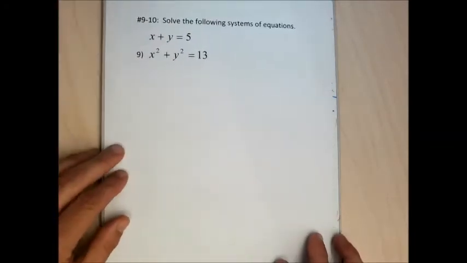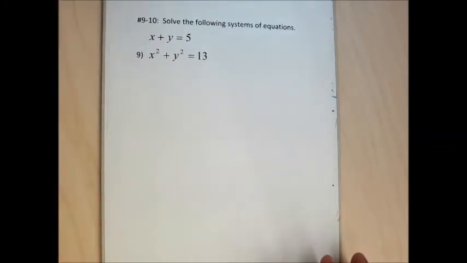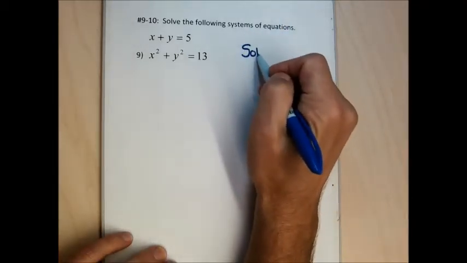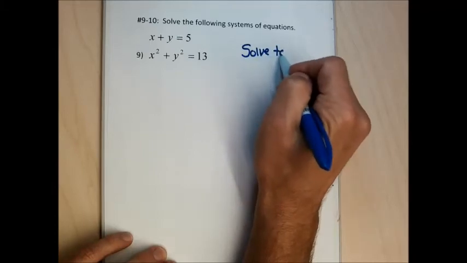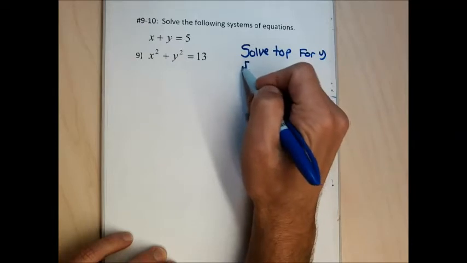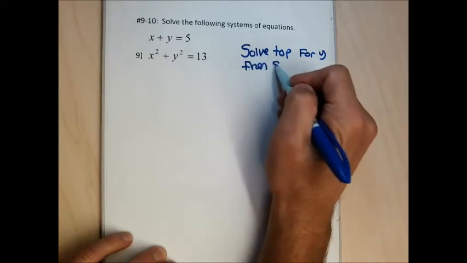On 9 and 10, a lot of students do all the algebra right and don't write their answers correctly. So be real careful. When we're solving a system of equations that has x's and y's, you need to pair each x with the appropriate y. I'm going to solve problem 9 using the substitution method. I'm going to start off, I'm going to solve the top equation for y, and then substitute into the bottom.